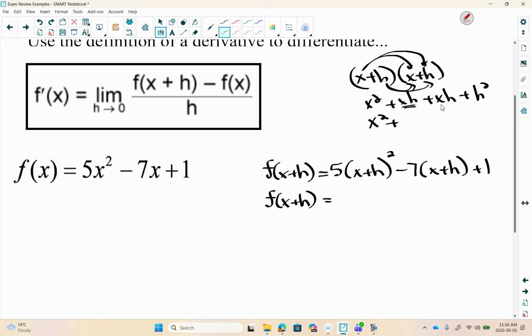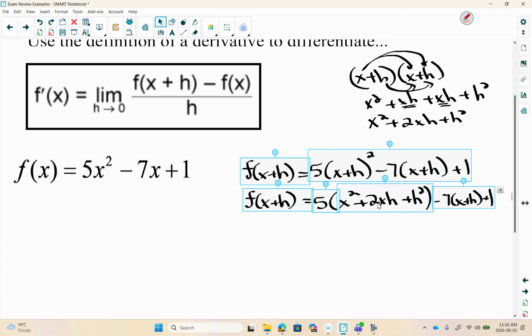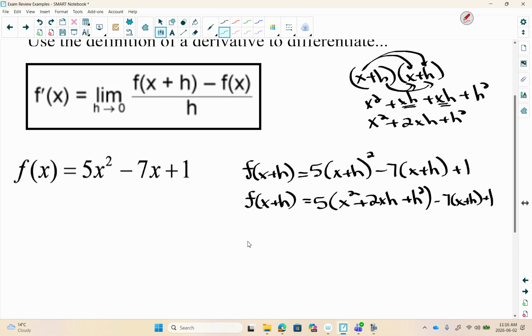When I group my like terms, 1xh plus 1xh is 2xh. So I have 5 times those 3 terms, x squared plus 2xh plus h squared, minus 7 times x plus h plus 1. Squeeze it in there. In the next line, I'll distribute the 5. What's 5 times x squared? What's 5 times 2x? And what's 5 times h squared?